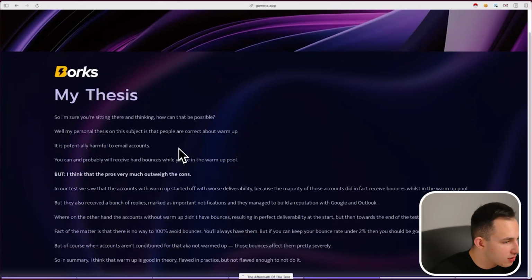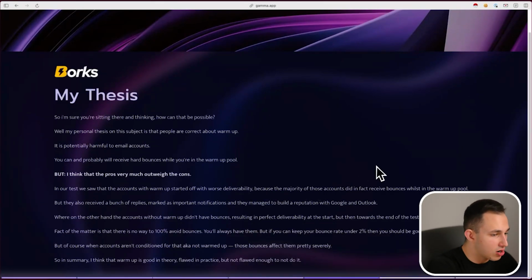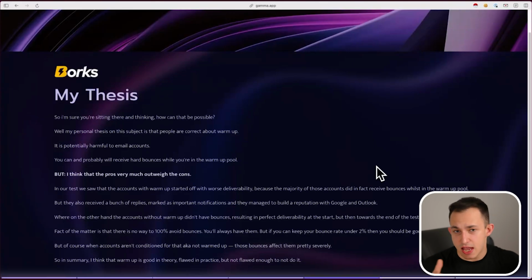Okay. Now, in our test, we saw that accounts that had warm-up started off with worse deliverability. That was kind of like the main thing that was going on. The ones that didn't have warm-up started off with better deliverability. But that better deliverability very, very quickly went down, and on the other side, the deliverability on the warm-up accounts stayed and didn't go down, okay?